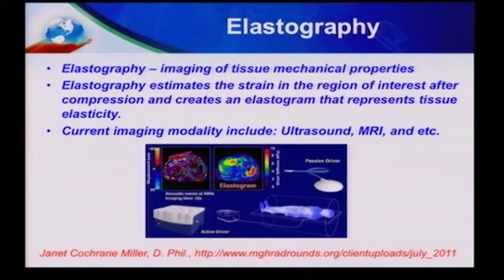So elastography is not new. Essentially, it's a technology to look at the mechanical property of tissue, and it estimates the strain in the tissue, and a lot of diseases actually involve change in the elastic property. For example, look at a liver tumor, look at ophthalmology, look at cornea disease, and so on. So currently, most technology uses MR and ultrasound.